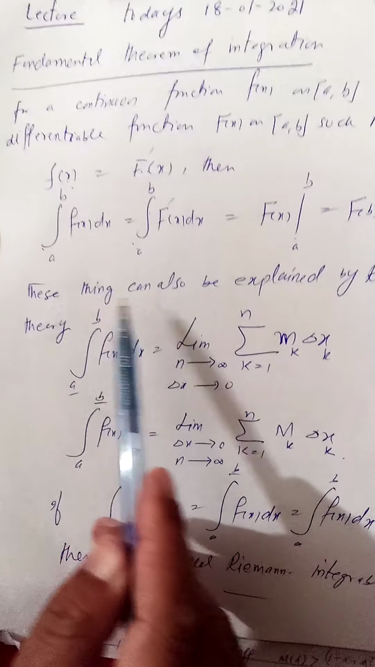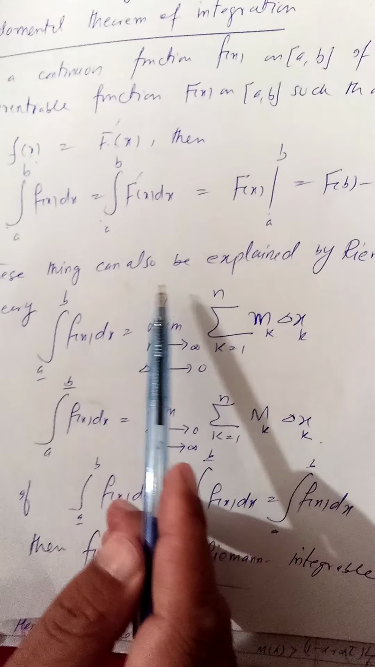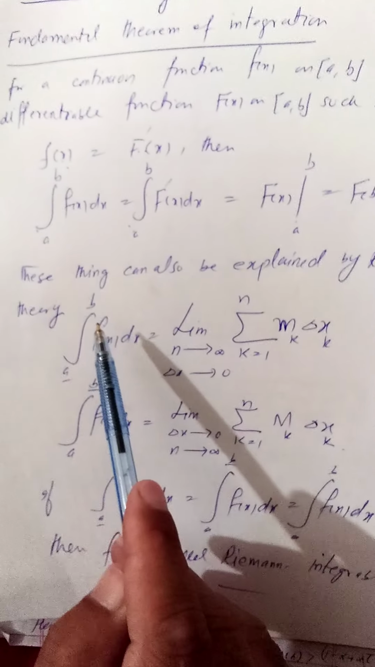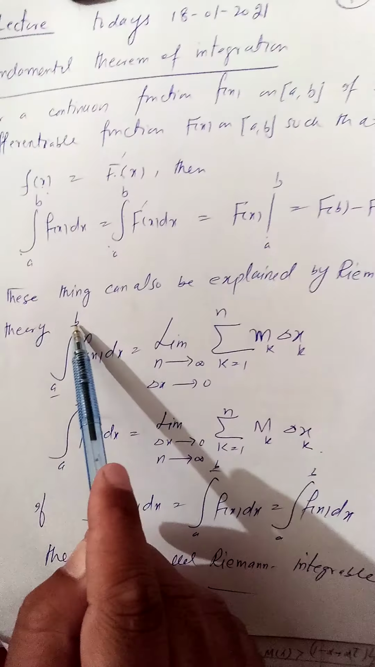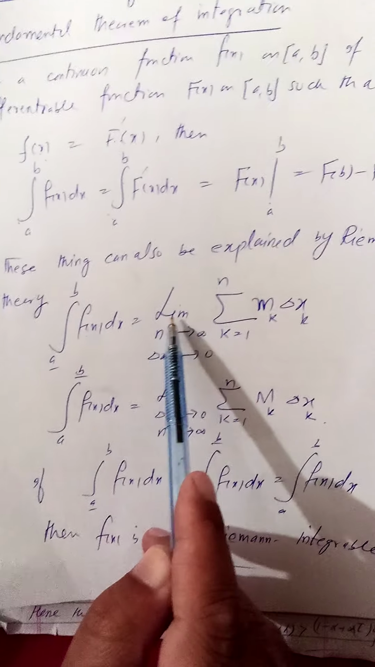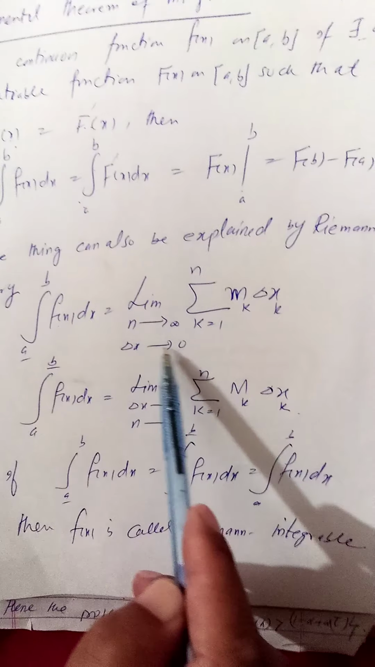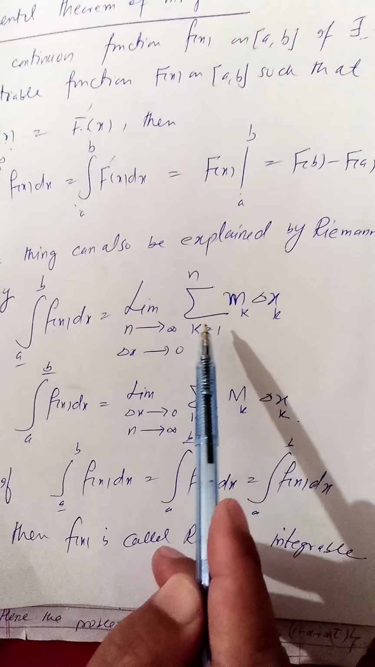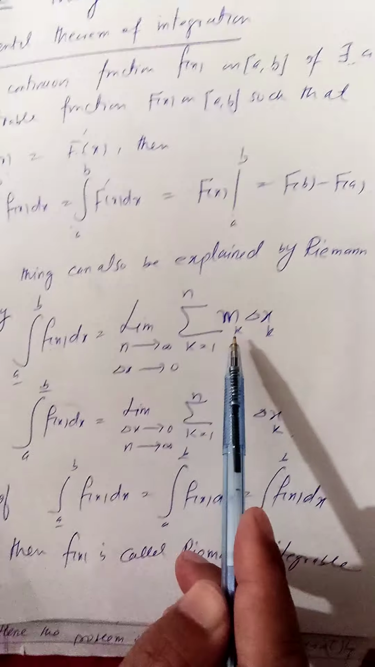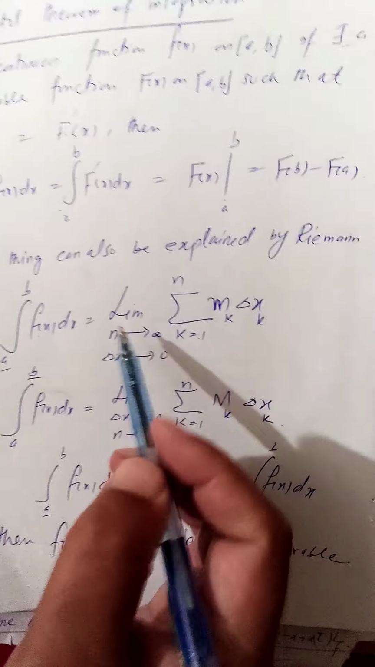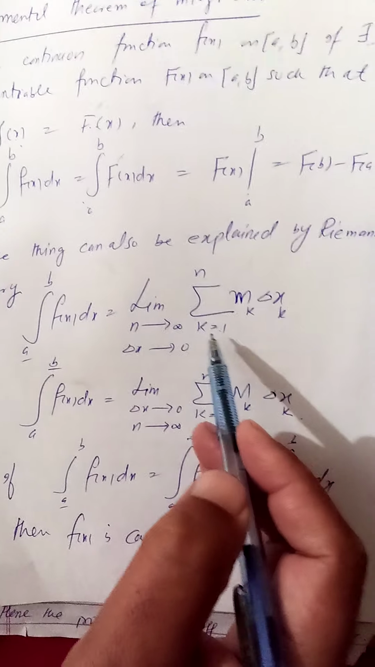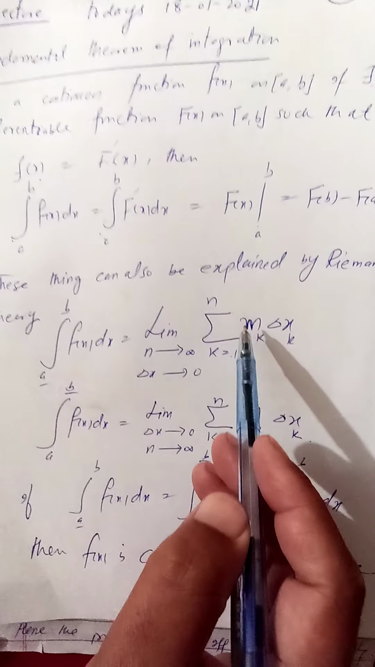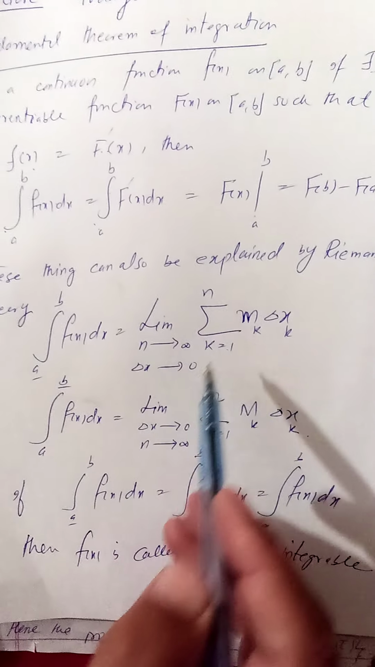Now these things can also be explained by Riemann theory. According to Riemann theory, the integration from the lower limit a to b of f(x) dx is equal to the limit as n tends to infinity, when delta x tends to 0, of the summation for k starting from 1 up to n of m_k delta x_k. Here you know that this comes from partitions, when we take a partition and take the sum of the areas.